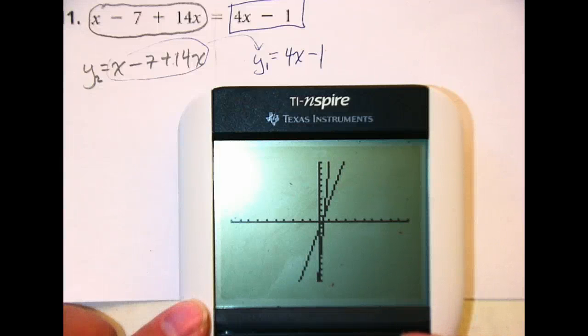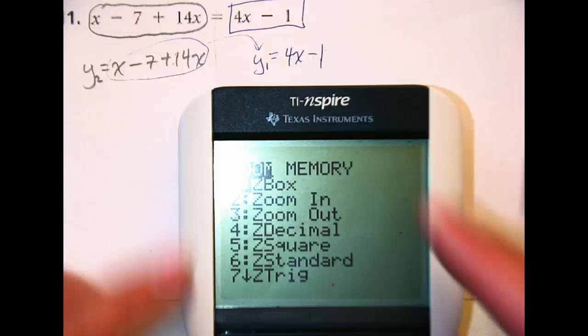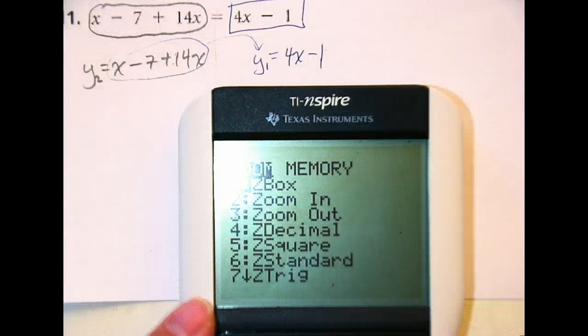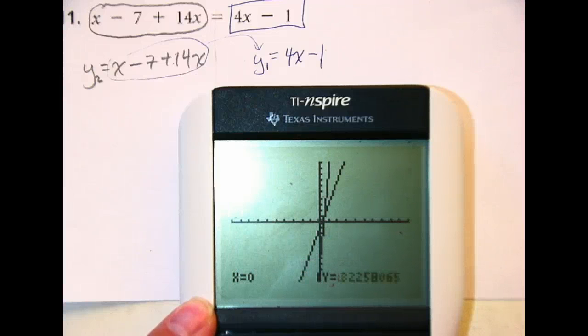So what I'm going to do is go zoom, and I have a lot of options here. You can zoom in, but I'm going to use zoom box. Box is kind of cool because if I hit box, it lets me draw a box around the area that I want to zoom into.